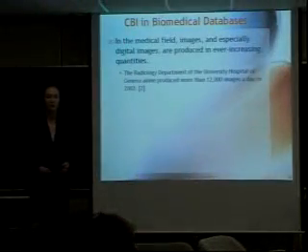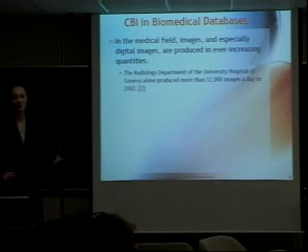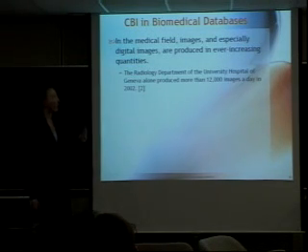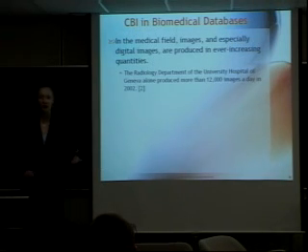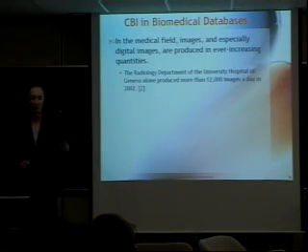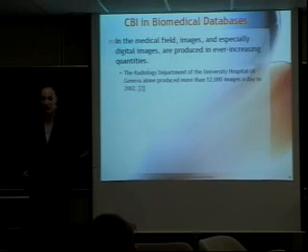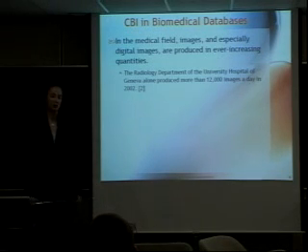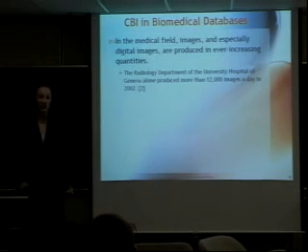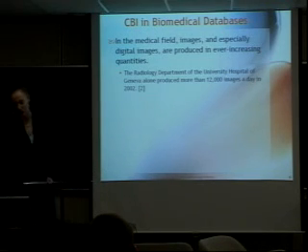So now we go into how this all applies to the health informatics area. Content-based image indexing plays a very important role in biomedical databases. In the medical field, images are created all the time. An interesting fact is that the radiology department of the University Hospital of Geneva alone produced 12,000 images in a single day in 2002.